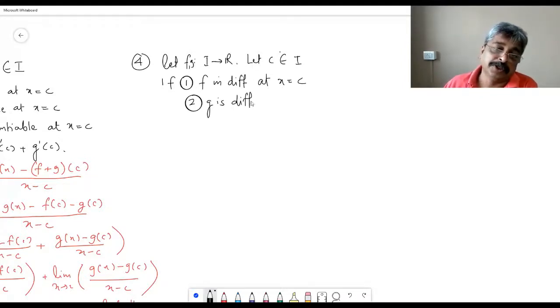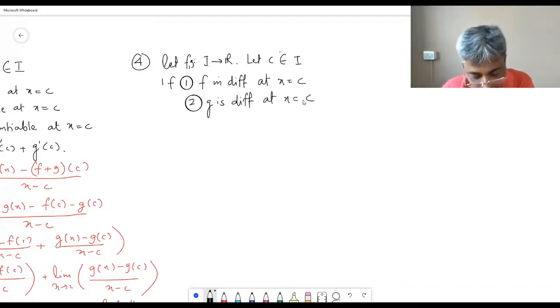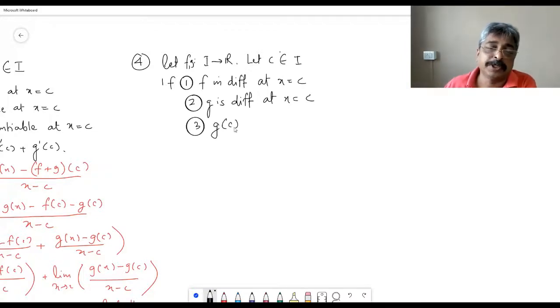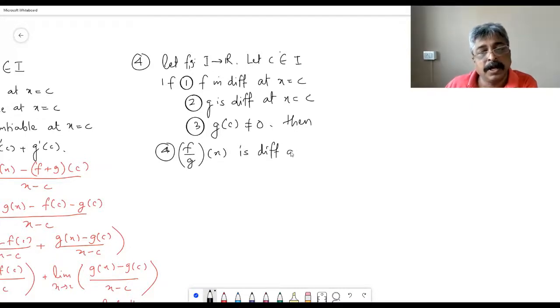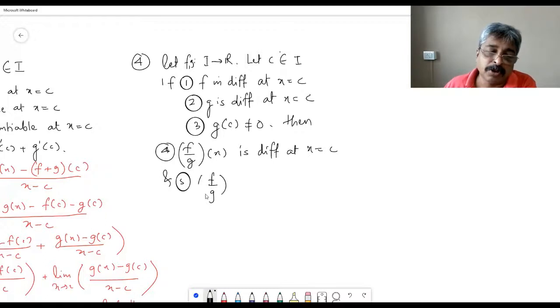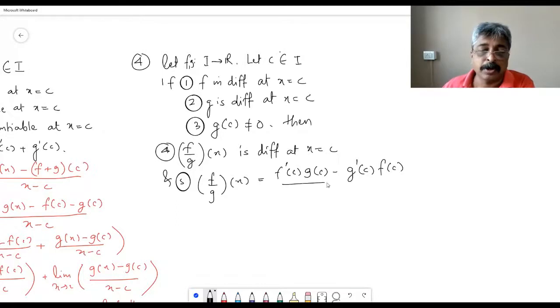G is differentiable at x is equal to c. 3, g of c not equal to 0. Then 4, f by g of x is differentiable at x is equal to c. And 5, (f upon g) dash of c is equal to f dash of c into g of c minus g dash of c into f of c upon g of c bracket square.